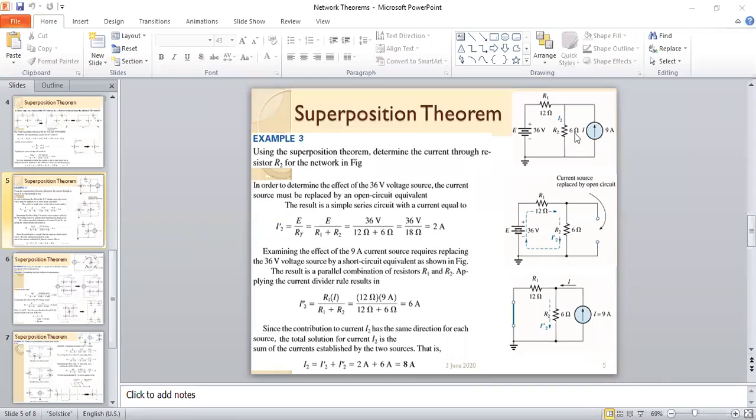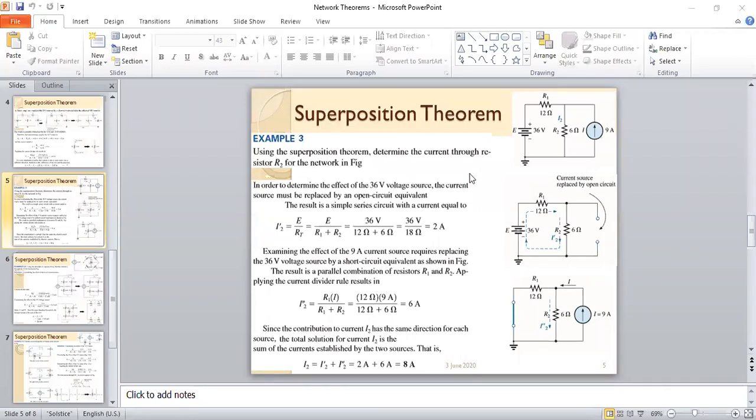So I will start from this problem. Here we are getting two sources. One is a voltage source, one is a current source. We remember that according to the superposition theorem, if you take the voltage source, then you need to replace the current source by open circuit. And if you take the current source, then you need to replace the voltage source by short circuit.